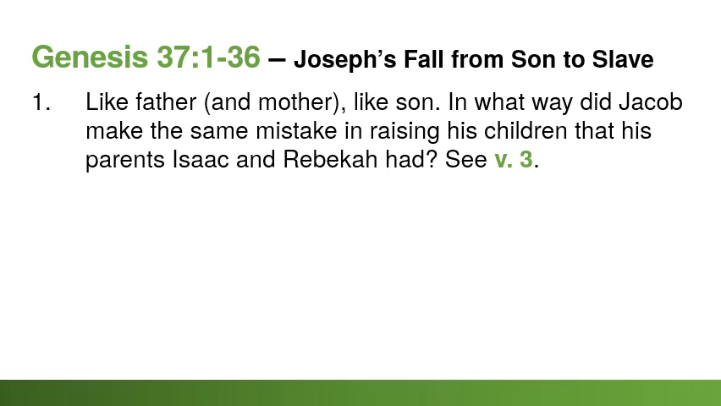All right, so if you think back to last lesson, we saw that Isaac and Rebekah had a serious problem with playing favorites. Isaac favored his son Esau, Rebekah favored her son Jacob. They each had their favorite twin, and that caused all sorts of problems with Jacob and Esau, and what Jacob did in stealing the blessing, and Esau wanting to kill his brother.